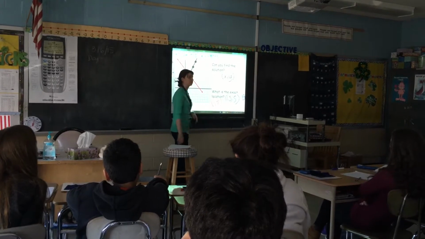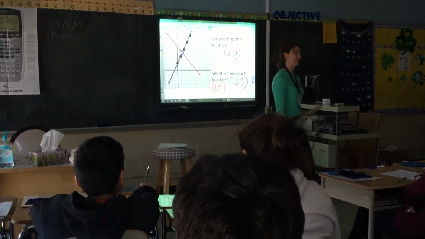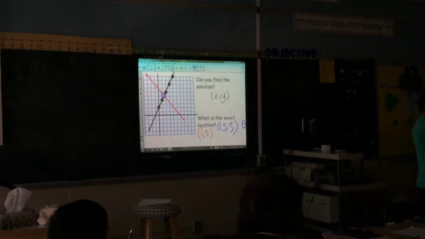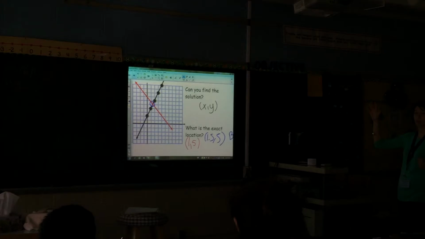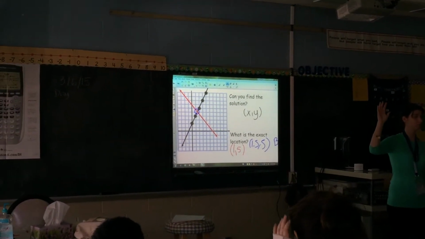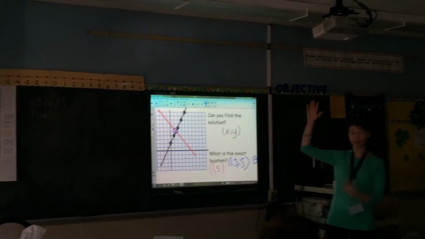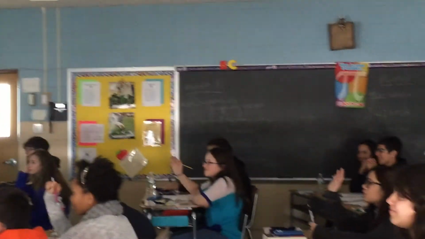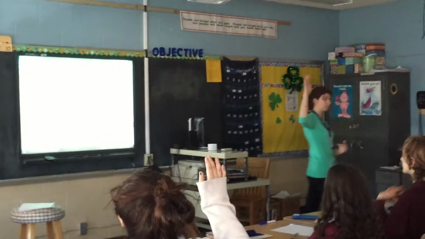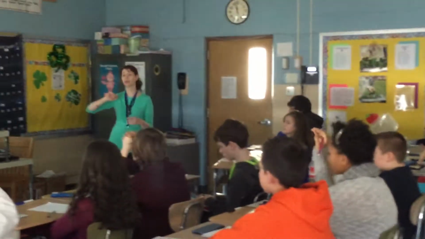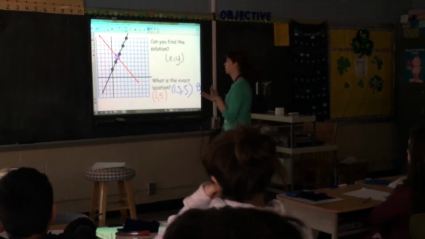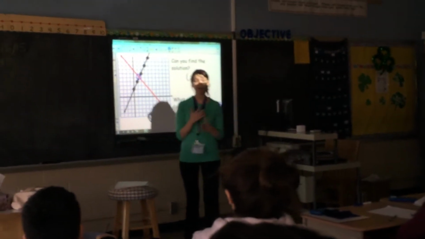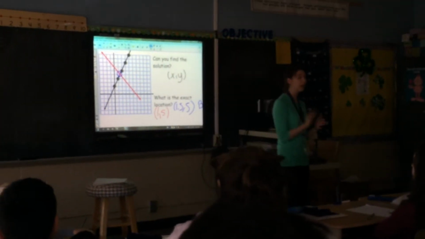Alright, how about this question? Is anybody having trouble figuring out what the intersection point is? Raise your hand if you're having trouble finding the exact point just by looking at it. I can't find it. I don't know what the exact point is. Bella, why are you having trouble with that? Because it's not on an exact number. It's not crossing through an exact point or a whole number. So we can't tell exactly where it is.